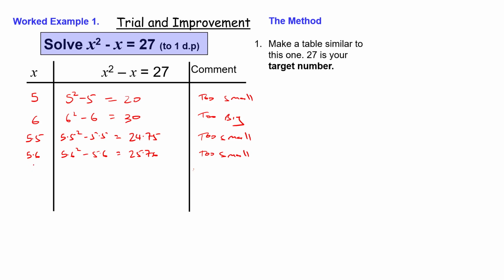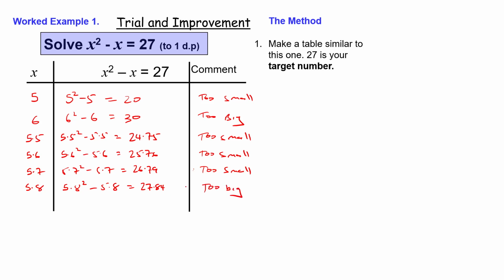So if 5.6 is too small, I'm going to try 5.7. 5.7 squared minus 5.7, and that gives me 26.79. It's close, but it's still too small. And then I try 5.8, which I think is going to be over. So 5.8 squared minus 5.8 is equal to, plug into my calculator, and that gives me 27.84. Now that's bigger than 27, so that's too big.